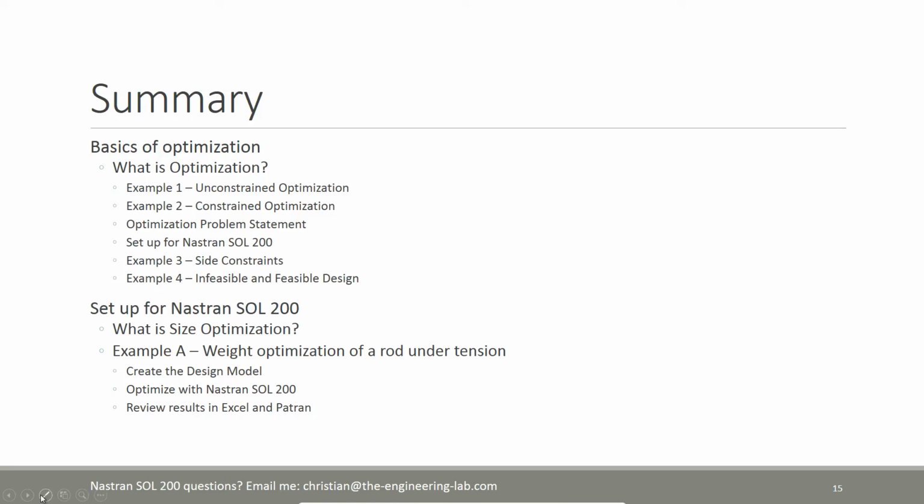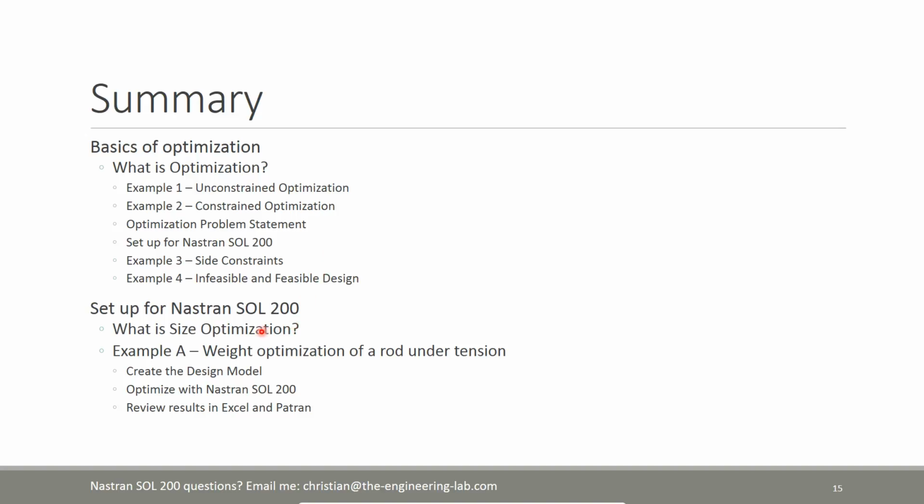So we've gone through what optimization was from a mathematical standpoint. As you saw, it's a very intuitive thing. It's just a matter of finding a minimum or a maximum for a given objective function. You can impose constraints, like I showed earlier in the first example. We then switched gears to Nastran Solution 200.